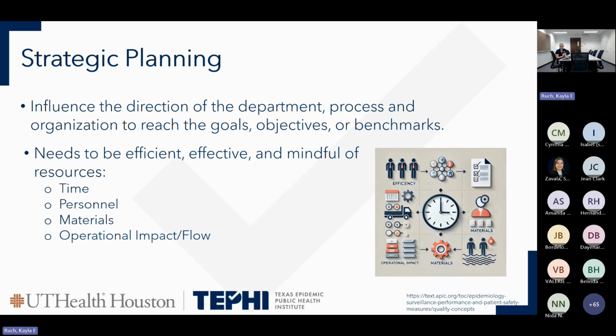So after you determine what type of process improvement data you want to collect, the next step is to do strategic planning. This will really influence the direction of where the department, process, or organization is going to go, and set up a plan of how we're going to reach our goals, objectives, and benchmarks. So we always want to make sure that we have data-driven, either quantitative or qualitative, both equally great depending on what you're trying to do, and then start planning: now that we understand and have explored what's going on, how are we going to address this issue and make improvements.